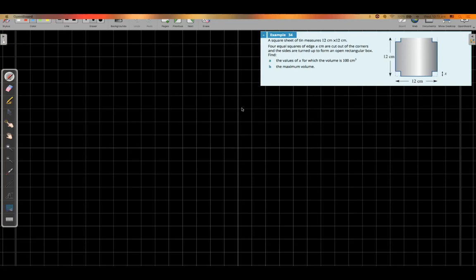Welcome back. So the next example we're going to have a look at is very, very common. We've got a square sheet of tin, and the tin overall measures 12 by 12. Okay, so it's a square sheet. In this little example here, we've cut the corners out because what we're going to do is fold those edges up and create a tray or a box, depending on how shallow or deep it is.